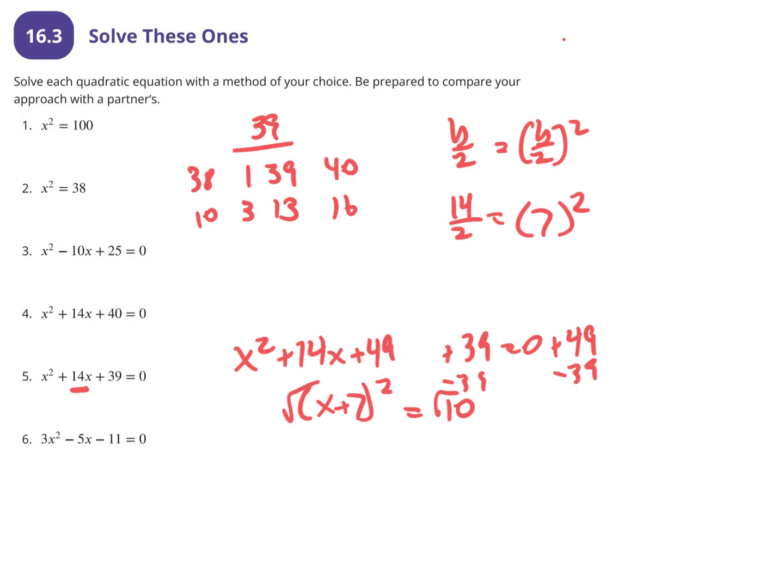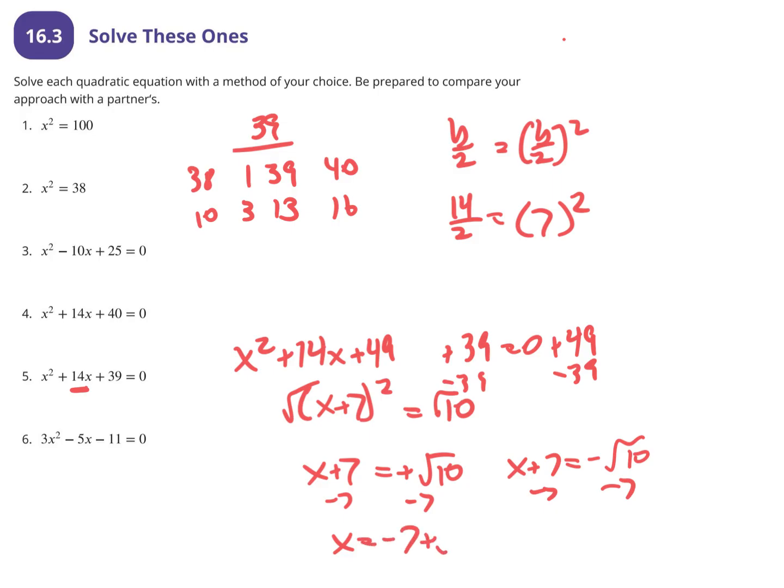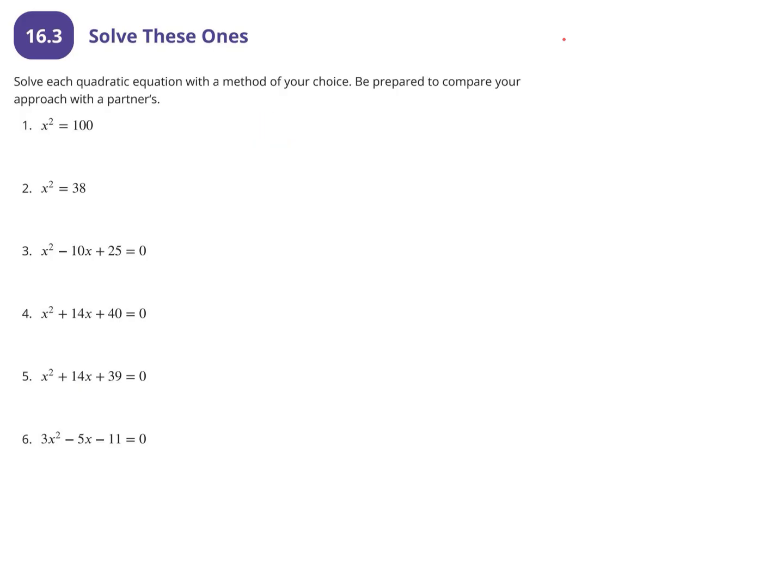I take the square root. I get x plus 7 is equal to the positive root 10. And I get x plus 7 equal to negative root 10. I subtract 7 on both sides. And x is equal to negative 7 plus root 10. And x is equal to negative 7 minus root 10. 10 is a positive number, and when x squared is equal to a positive number, you should get two roots. And these are real numbers. They're just irrational.